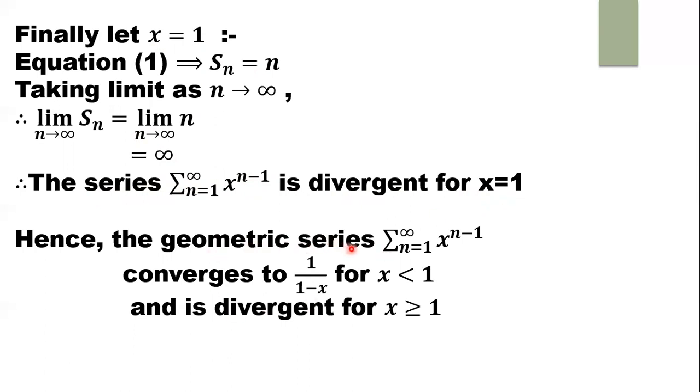Hence, the geometric series summation n equal to 1 to infinity x raised to n minus 1 converges to 1 upon 1 minus x for x less than 1 and is divergent for x greater than or equal to 1.